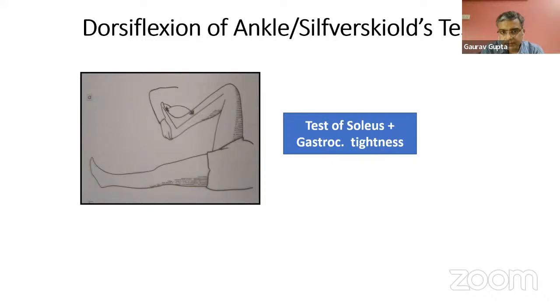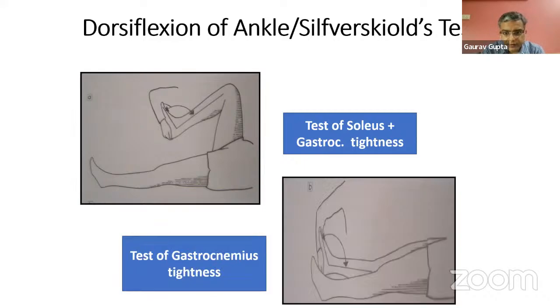Then we keep the ankle stable and we extend the knee and the hip. If the dorsiflexion decreases, then it tells that it is mainly coming from gastrocnemius. But if we see that the angle remains the same, then it is coming from both gastrocnemius and soleus contracture.